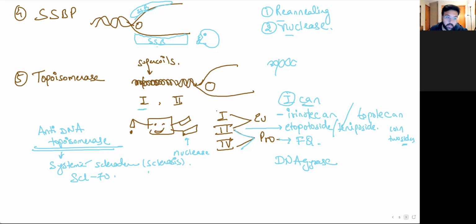Irinotecan and topotecan are drugs against topoisomerase 1. Etoposide and teniposide are drugs against topoisomerase 2. Fluoroquinolones can inhibit prokaryotic topoisomerase 2 and 4.